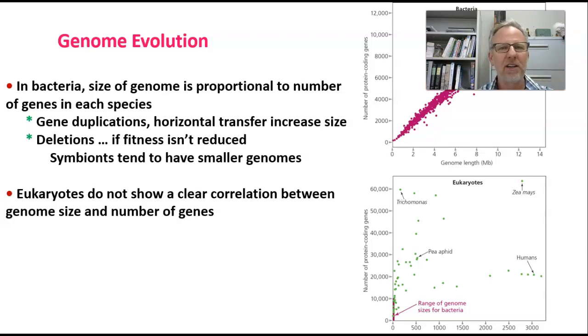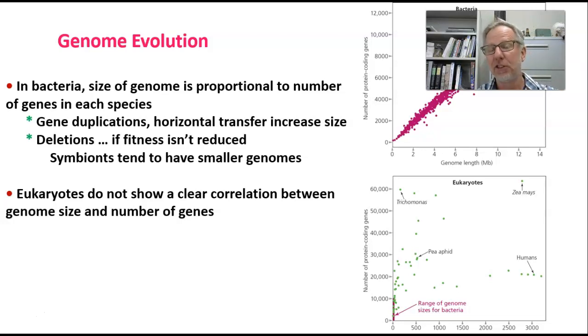What's being pointed out here is that in bacteria, the size of the genome is directly proportional to the number of genes in each species. There's very little non-coding DNA in bacteria. So gene duplications and horizontal gene transfer will increase the size of a genome, whereas deletions are going to decrease the size of a genome as long as fitness isn't reduced when a deletion happens. And as we'll see on the final slide, symbionts, those bacteria that live with other organisms that are their hosts, tend to have smaller genomes, and we have a good idea of why.